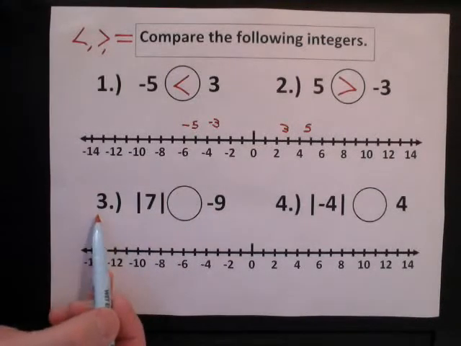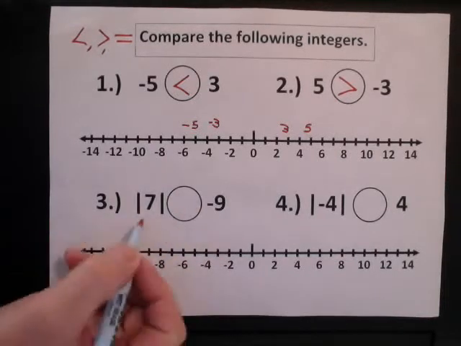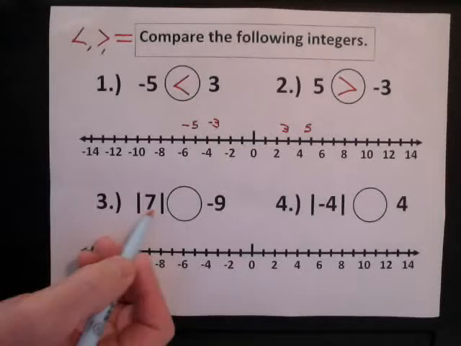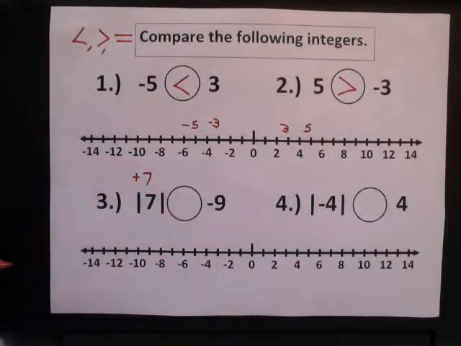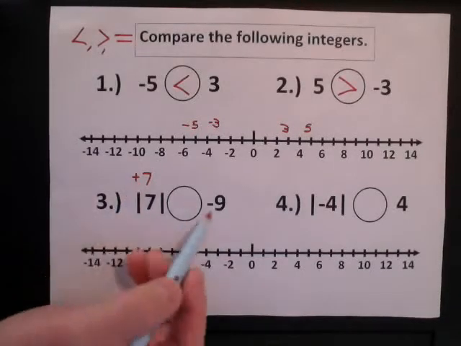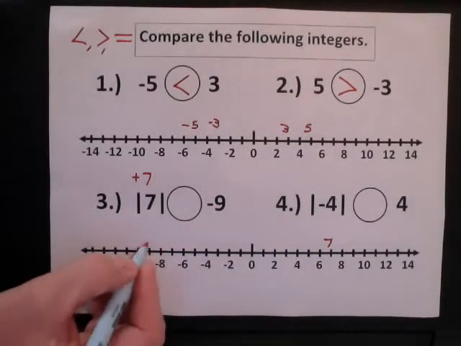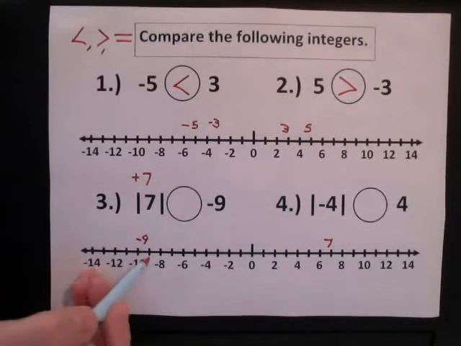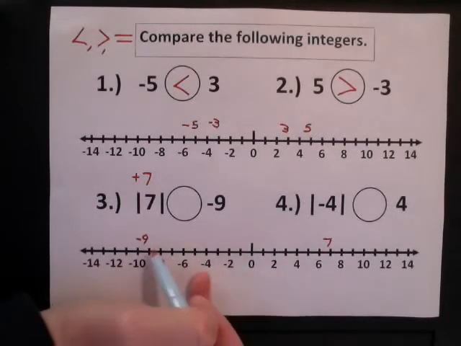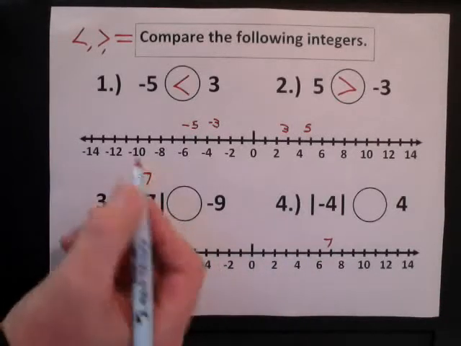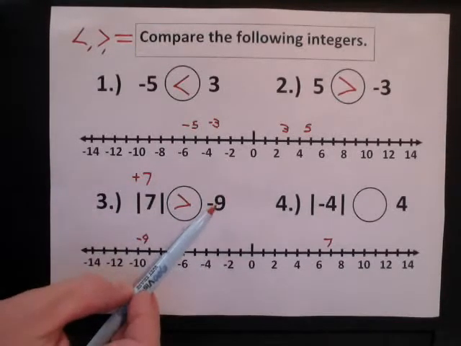For problem number 3, we have the absolute value of 7 compared to negative 9. Now remember, we have to think of the value they're talking about here. And the value they're talking about is a positive 7. And so what we're comparing is a positive 7, which will actually be right here on the number line, to a negative 9, which is right there on the number line, because you have negative 8, negative 9, negative 10. So in this case, you have a positive, which is to the right of a negative. So the absolute value of positive 7 is greater than the value of negative 9.